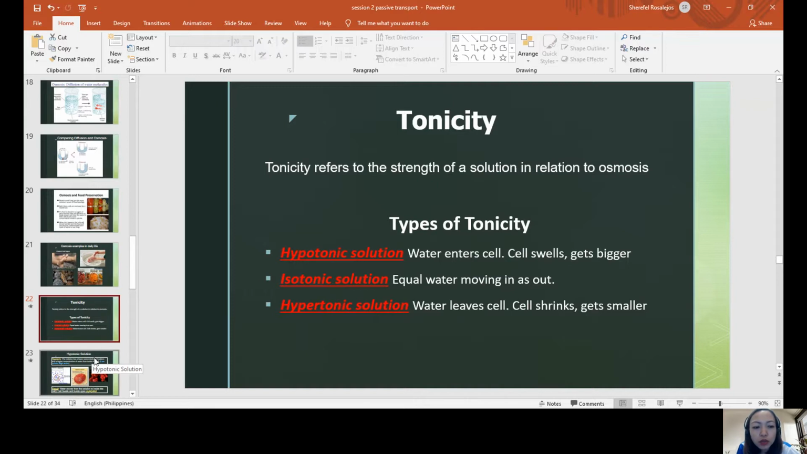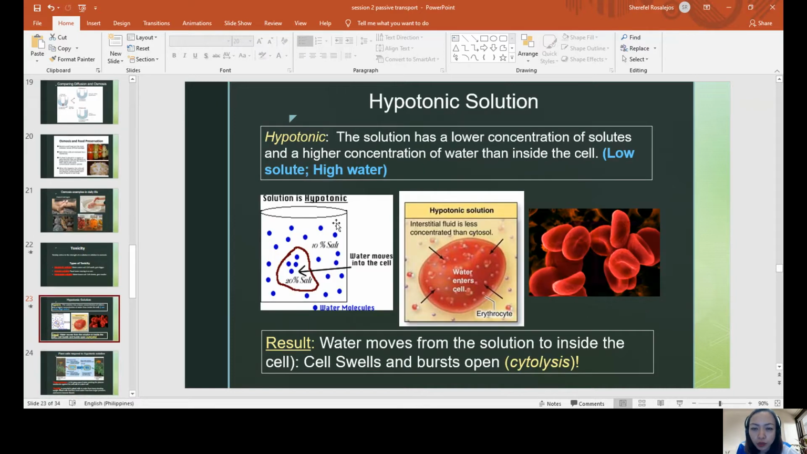First, we go to hypotonic. The first type of tonicity is called hypotonic. When we say that the cell is under a hypotonic solution, let's take a look at this diagram. Lower concentration of solute is outside the cell. High concentration of solute is inside the cell. Why? Because this is 20% salt, so it is higher than 10% salt. So what is the implication of this? What will happen to the movement of water?